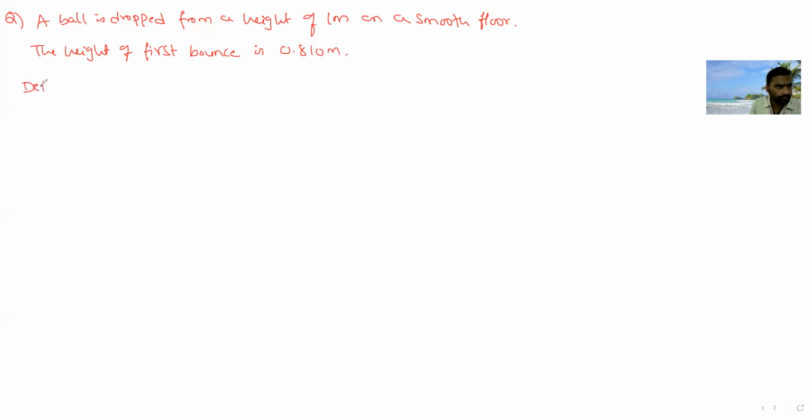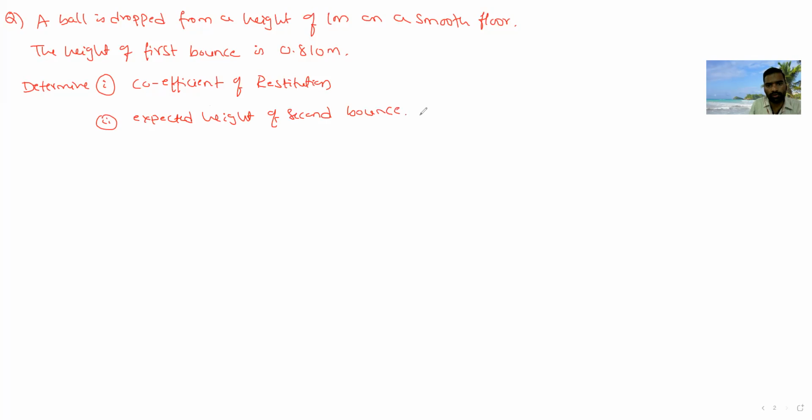Determine first, the coefficient of restitution. Second, the expected height of the second bounce. So these are important problems for your multiple choice questions. Directly they can ask. See, what is the given data first?